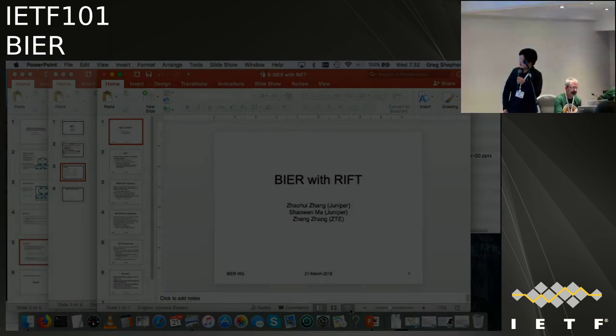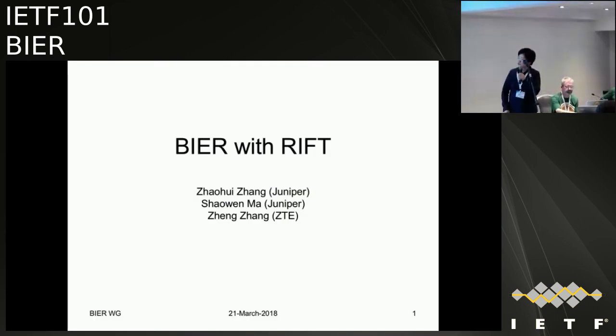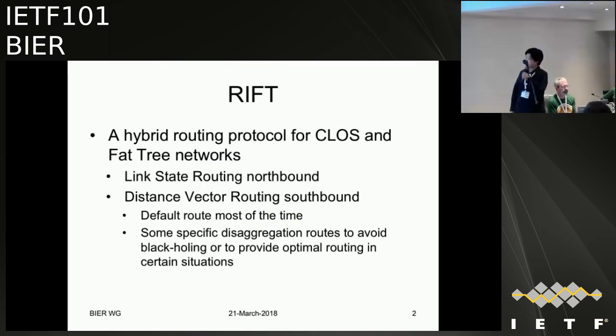Okay, this presentation is for BIER with RIFT. We have Corsair, Jeffrey, and Shaowen. Let's take a glance of RIFT protocol. It's a hybrid routing protocol for Clos and fat-tree factory networks. And for northbound, we use link state routing. And for southbound, we use distance vector routing. In southbound, default route is used most of the time. And some specific disaggregation routes are used to avoid black holing or provide optimal routing in certain situations.